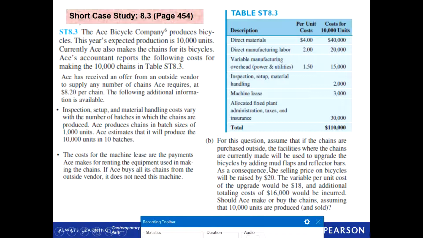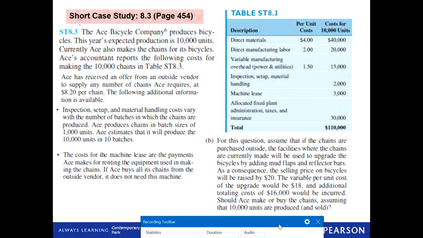by 20 because our product is improved. And the variable per unit cost of the upgrade, this is the additional variable cost, is 18. Additional total cost of 16,000 would be incurred, right? Should ACE make or buy the chain assuming 10,000 units are produced and sold? Now this is another scenario. Remember, this is decision making. Someone suggested that if we purchase from outside, we can use that open space or vacant area to improve the product. Now in that case, with this additional information, should we accept the offer or not?